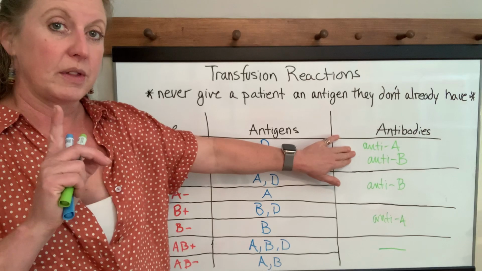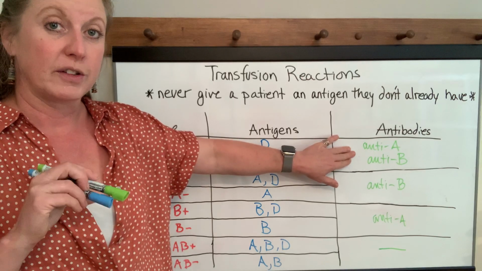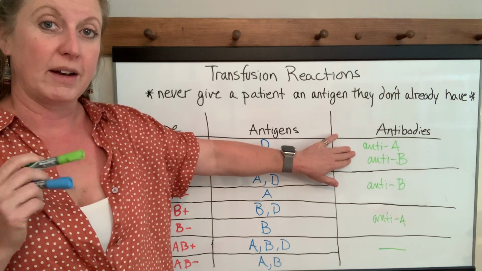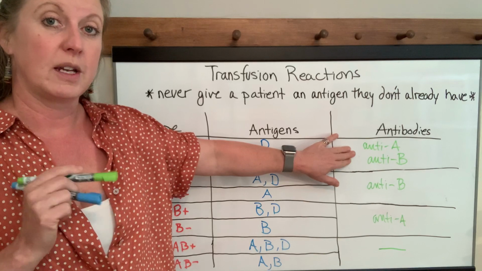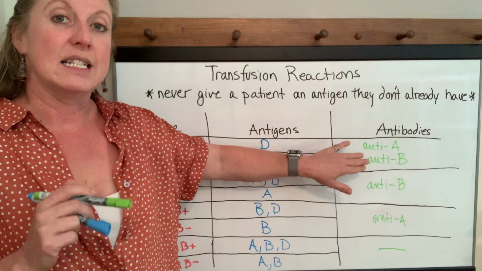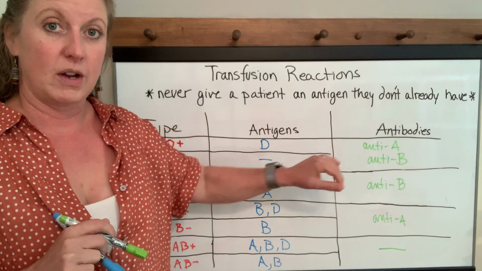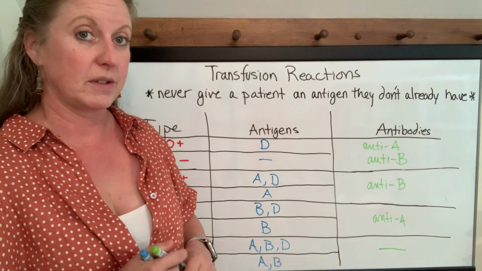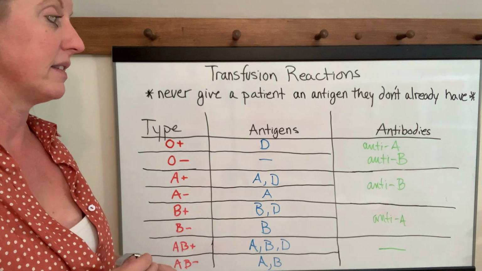So with the exception of a bad transfusion or something I'll talk about at the end of this little lecture called hemolytic disease of the newborn, there is no anti-D antibody. All right, it's just there in the lab to help us determine whether the person has positive or negative blood type.